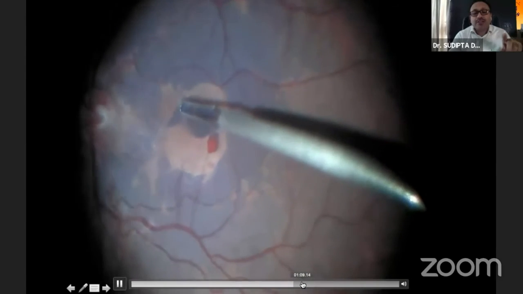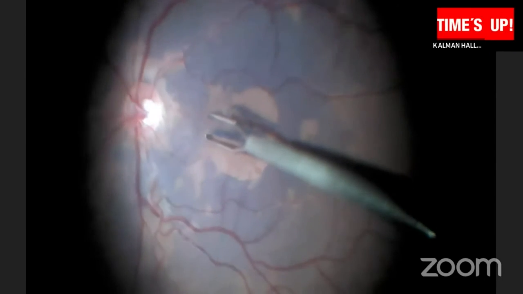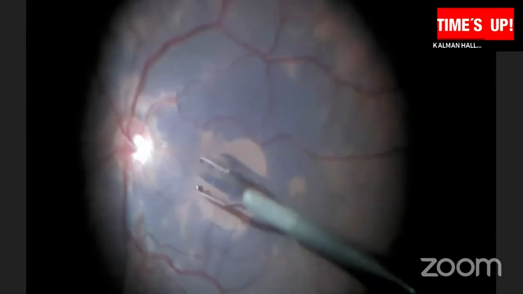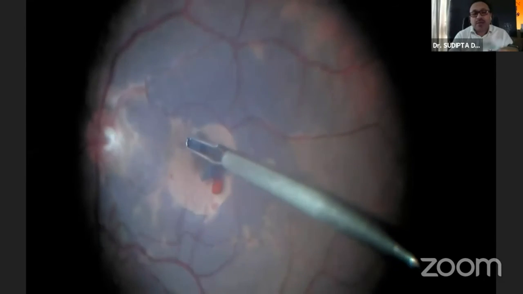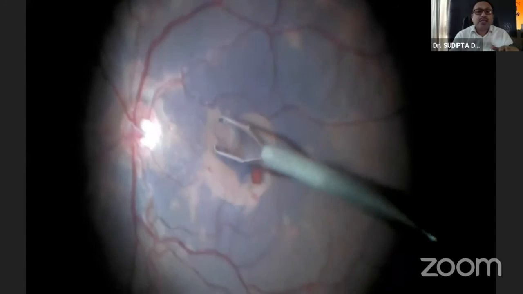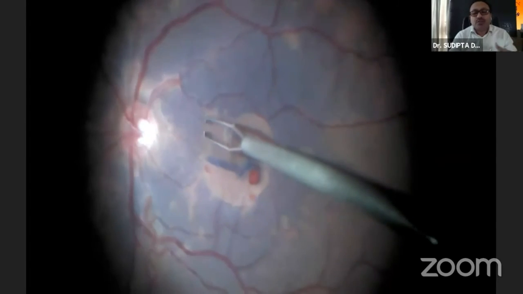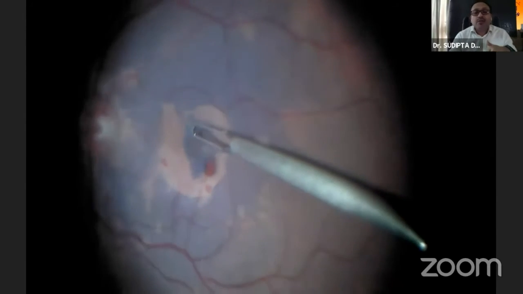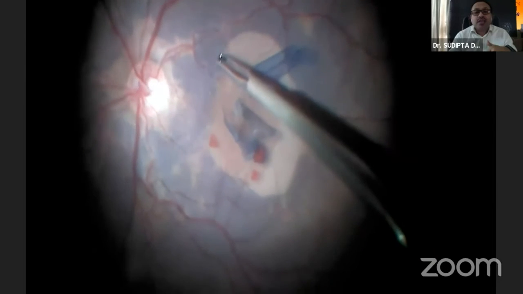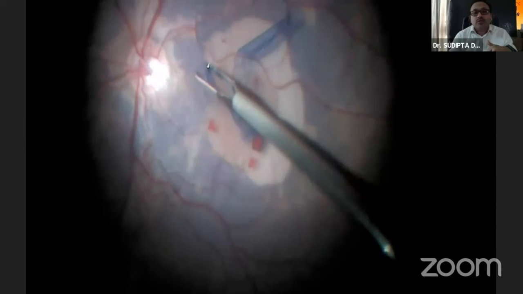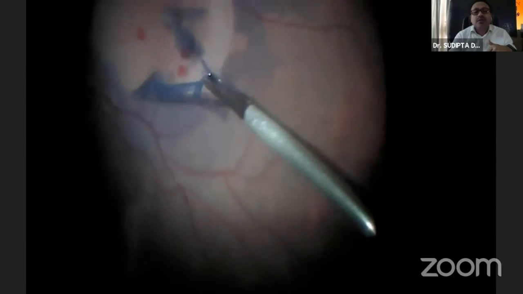Once you have two membranes surrounding the lamellar macular hole, two flaps are made to cover the lamellar macular hole. The first one is the ERM and the second one is the ILM. Then you remove the peripheral ILM up to the arcade.